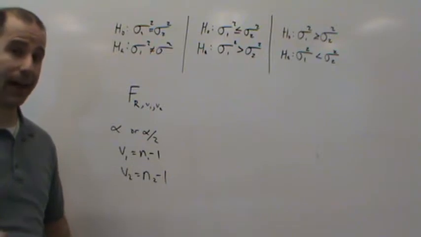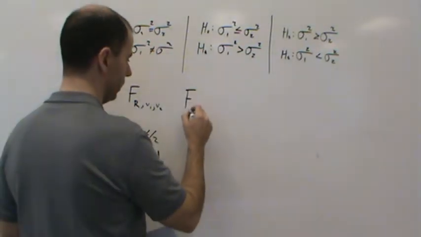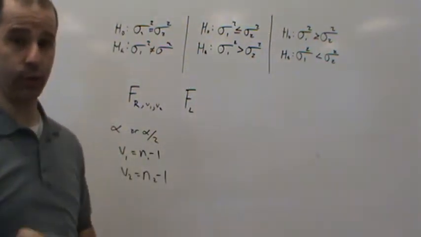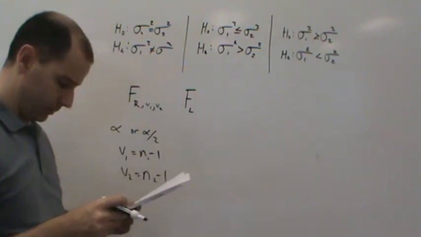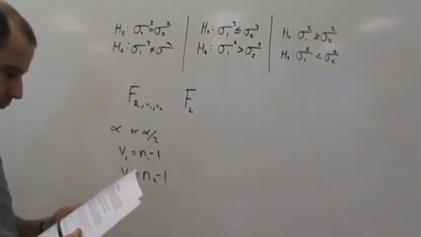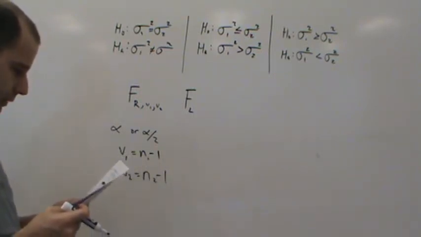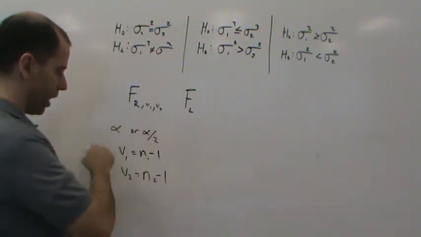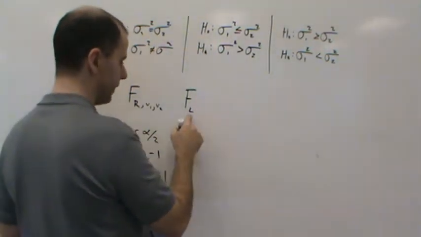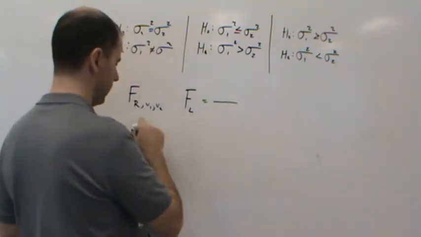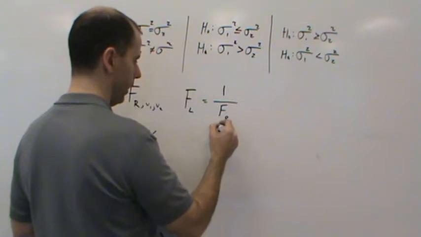Well, how do we find the FL? All of the tables give you FR. If you want FL, you're going to use the same charts, but whatever you find, to find the left, it's going to be the inverse of the right. So it's going to be 1 over FR.